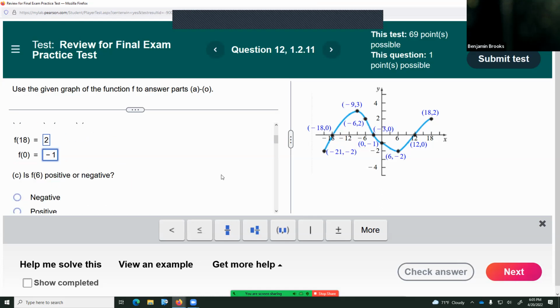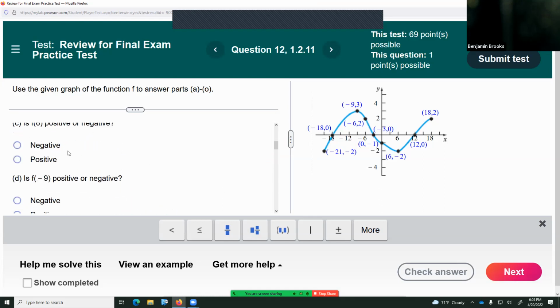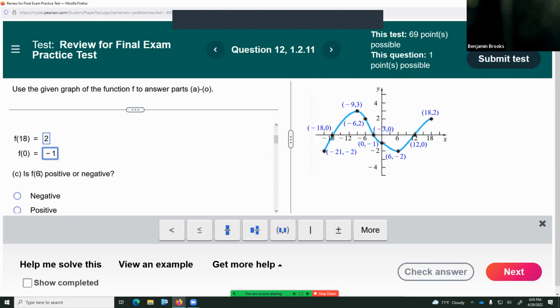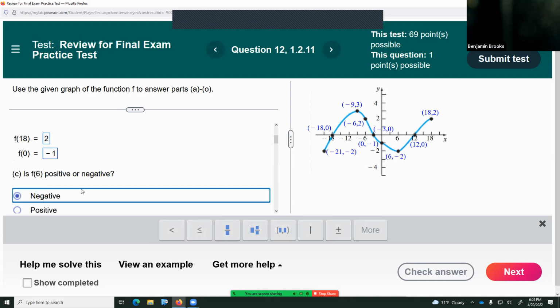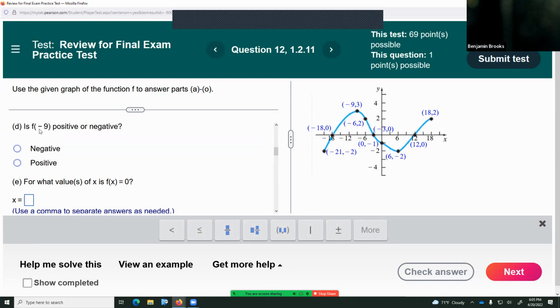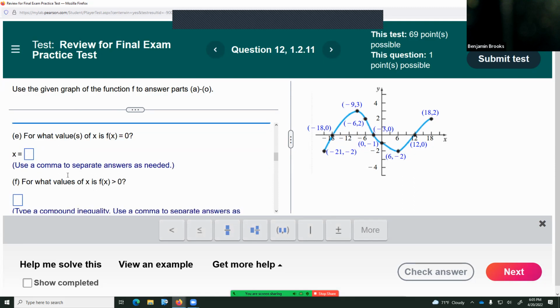All right. Is f of 6 positive or negative? Well, 6 is right here. It's your x value. Your input is 6. When your input is 6, your output is -2, so it's negative. Is f of -9 positive or negative? Well, let's look at -9. -9 is over here. When I input -9, I output a +3, so it's positive.